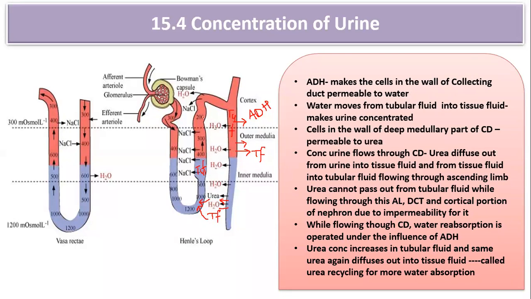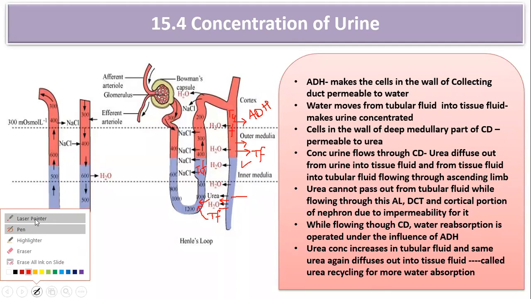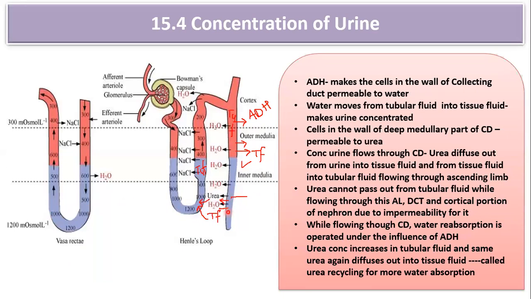Okay, look at this. ADH makes a cell in the wall of the collecting duct permeable to water. The water is going to move out from the tubular fluid into the tissue fluid. You can make out there is a loss of water over here. Now the cell in the wall of the deep medullary part, this is the deep medullary part, you can see this is permeable to urea. So urea is going to, as concentrated urine flows through the collecting duct, diffuse out from the urine. It is going to come out from the urine from here.